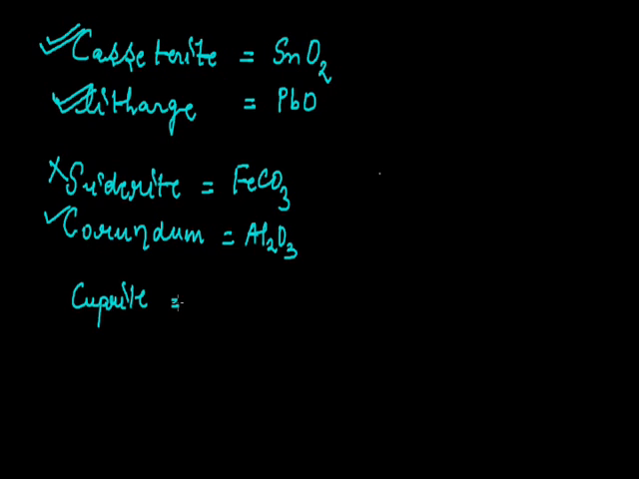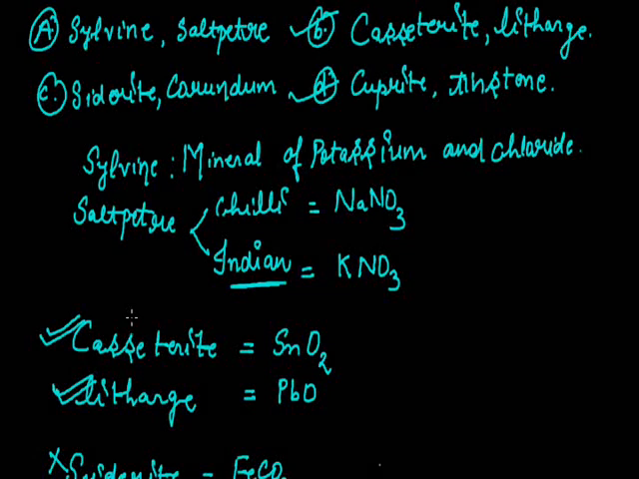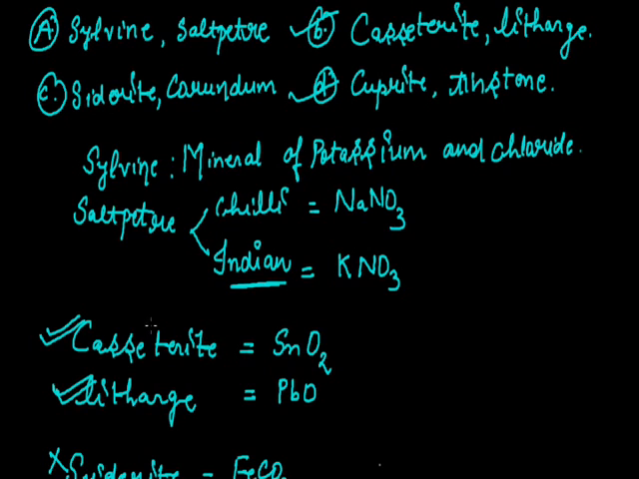Cuprite, which is an oxide of copper, that is Cu2O. And then tin stone, which is an oxide of tin, that is SnO2. Here both the pairs are correct, which are the oxides of minerals. So B and D, both are the correct options. Cassiterite is an oxide of tin, litharge an oxide of lead, cuprite an oxide of copper, and tin stone an oxide of tin. So in this case, both the mineral pairs are oxides.